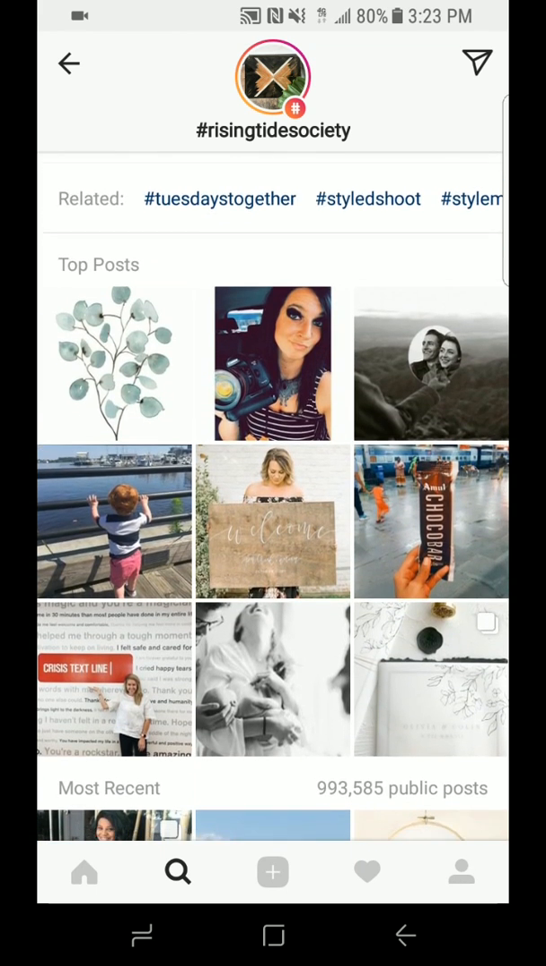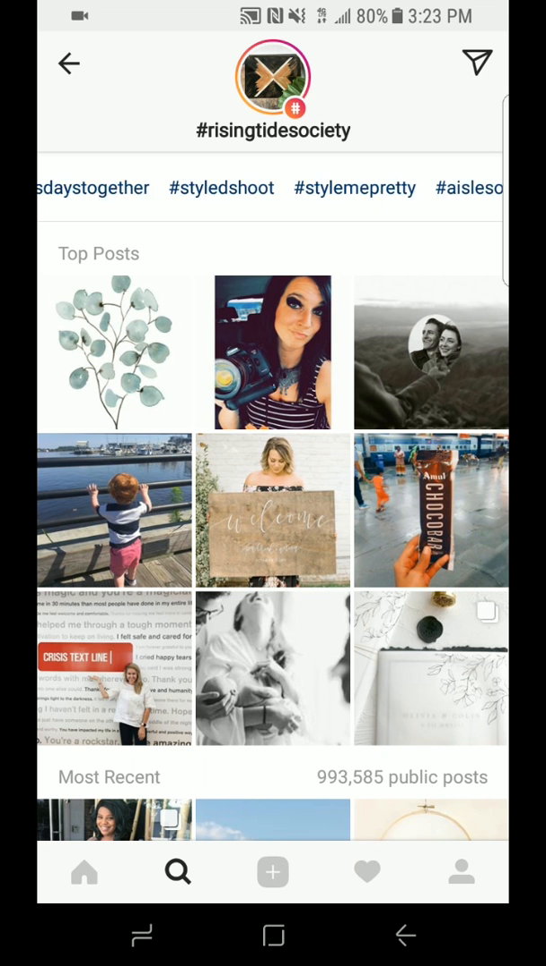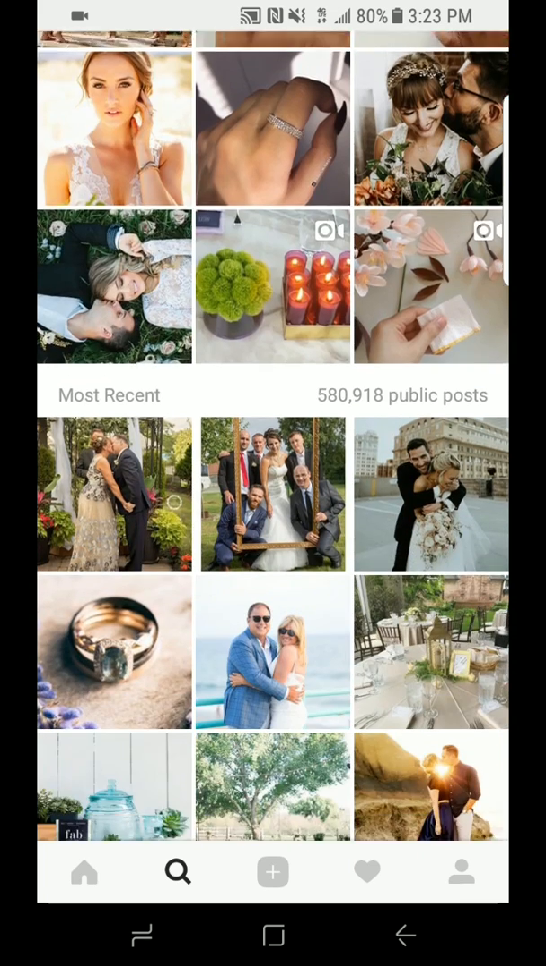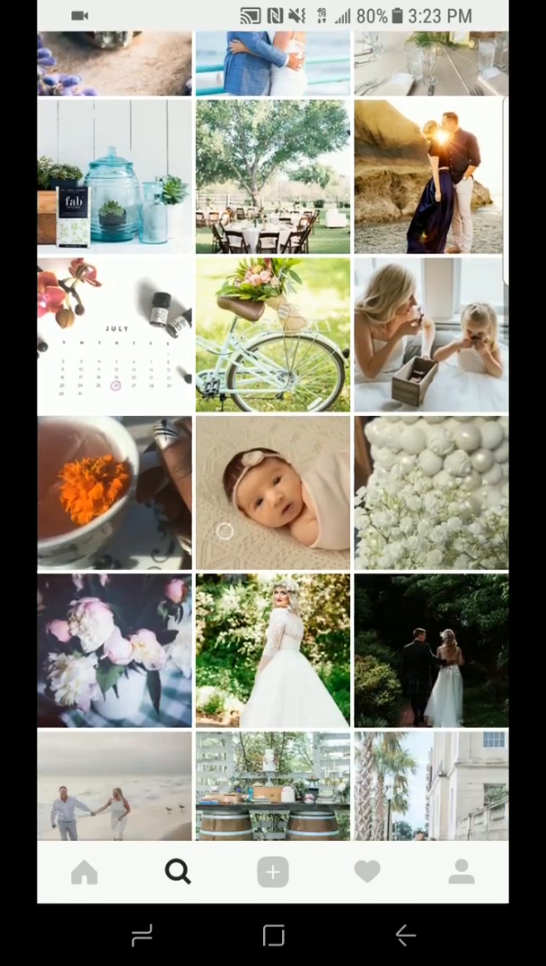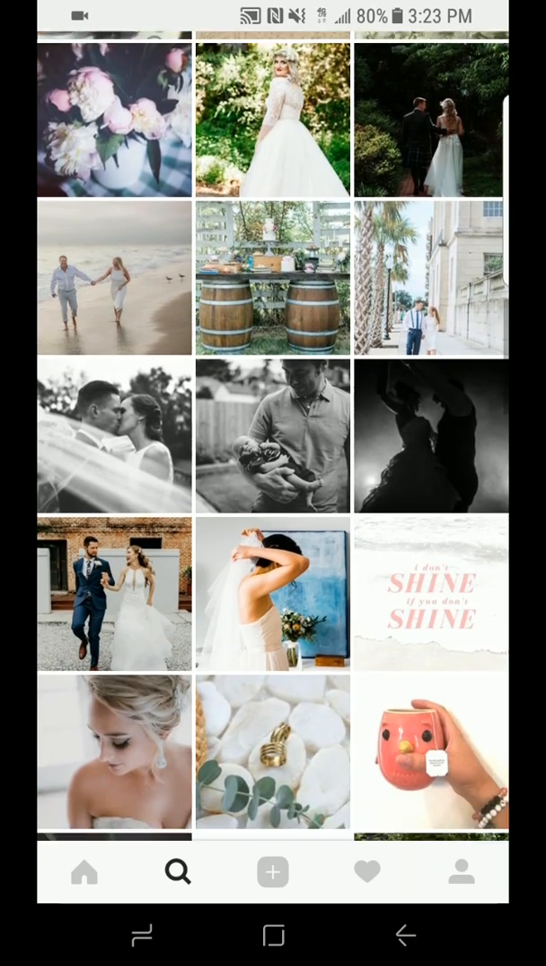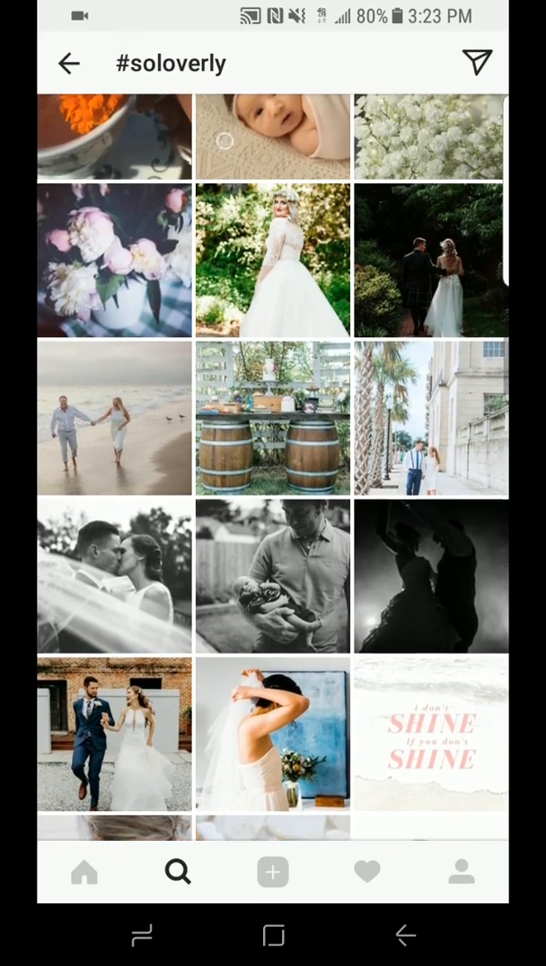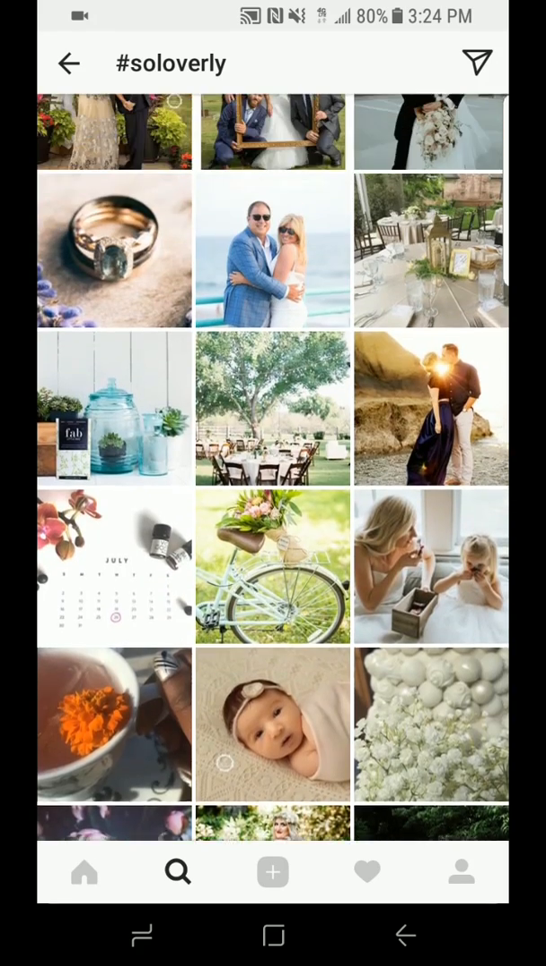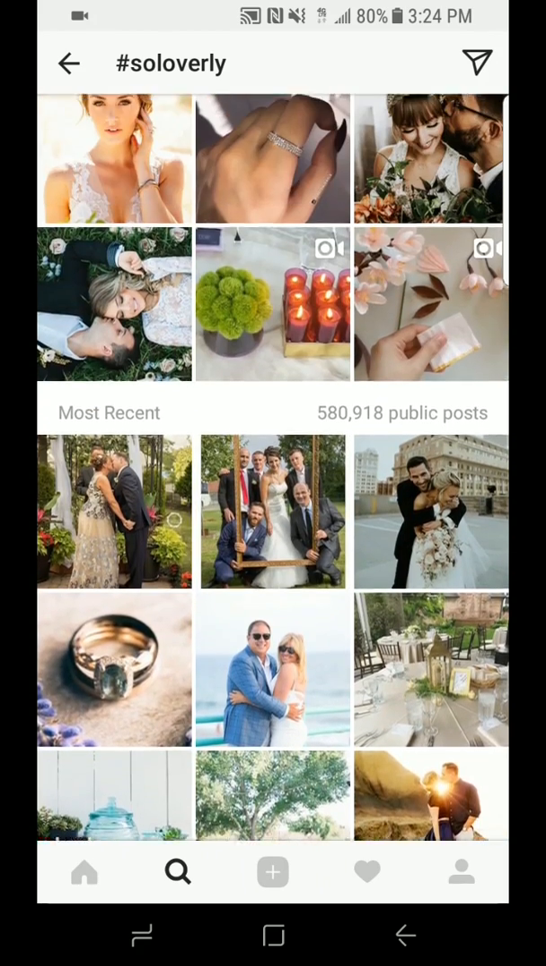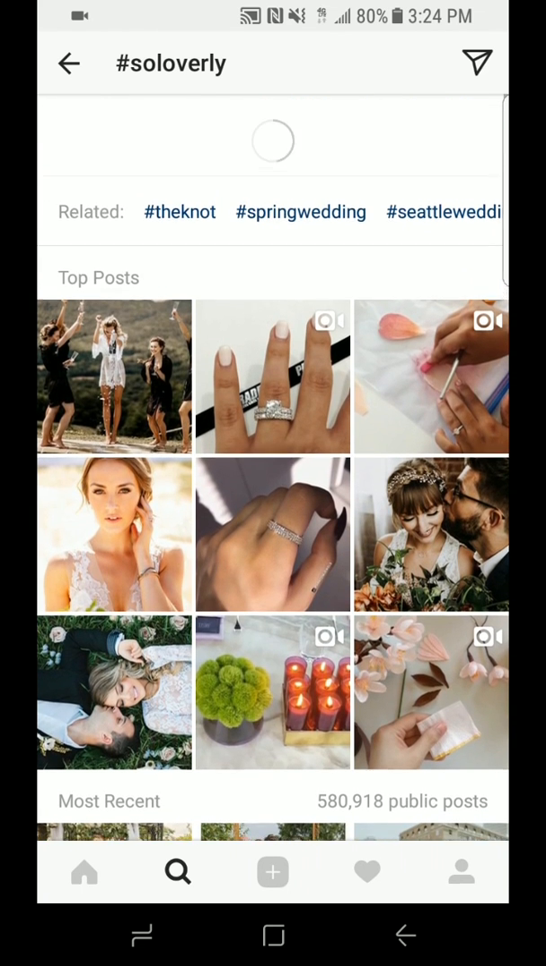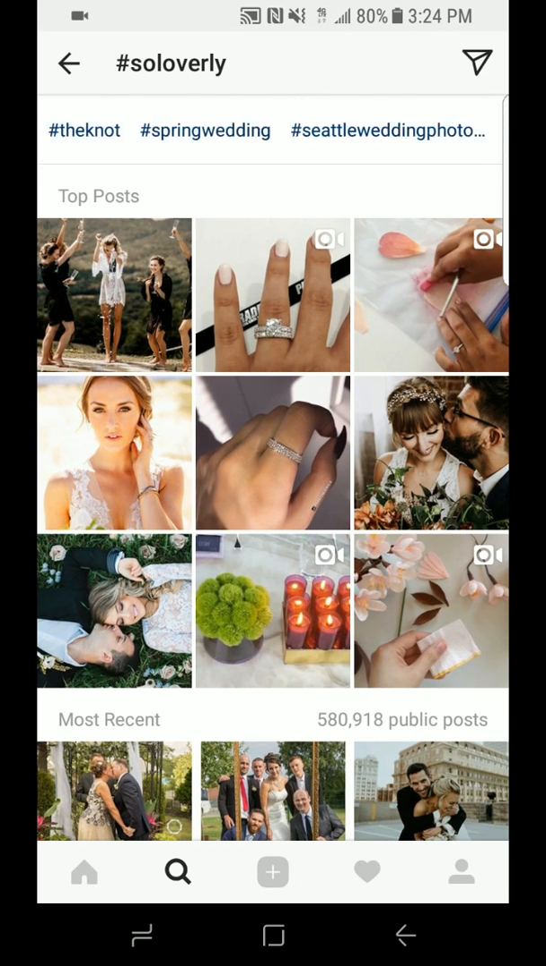What I want you to do is look at the related list and see what else is there that might apply to your audience and your business. So let's take a look at what is so lovely. As we can see, it's all about weddings, pregnancy, and babies. Again, very beautiful imagery, so we can guess that there are a lot of photographers using this hashtag. And by related, we can also see that it's about weddings.